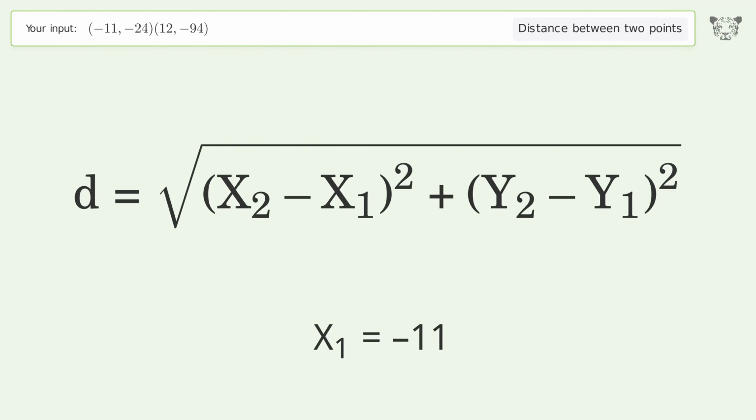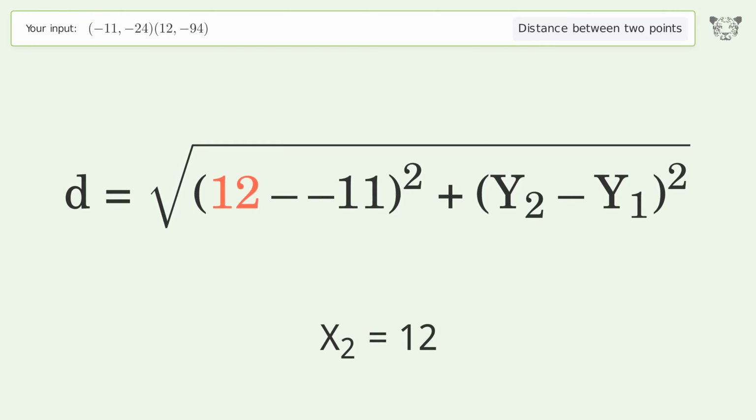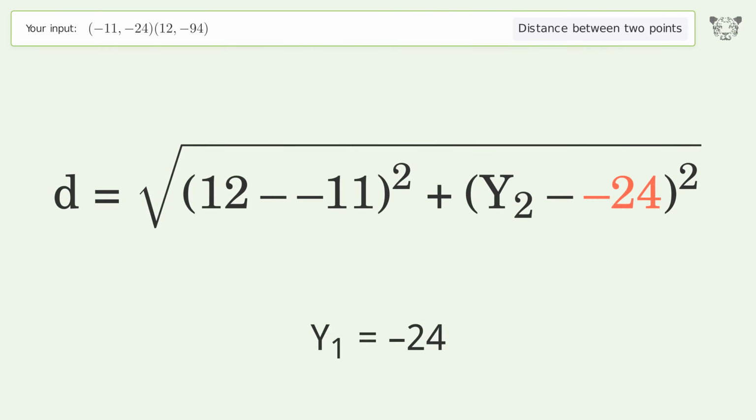x1 equals -11. x2 equals 12. y1 equals -24. y2 equals -94.